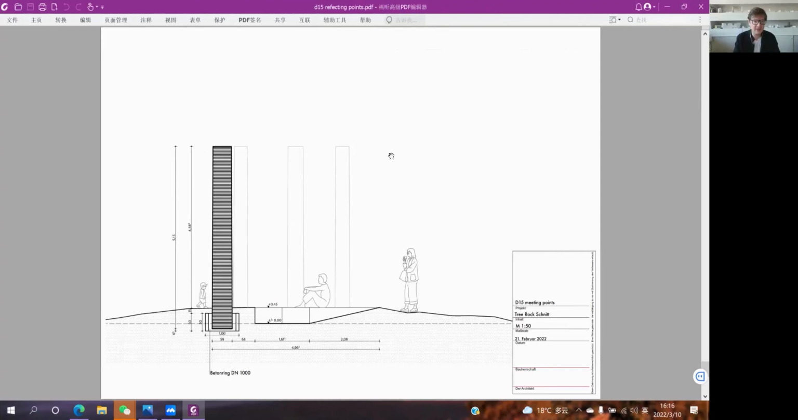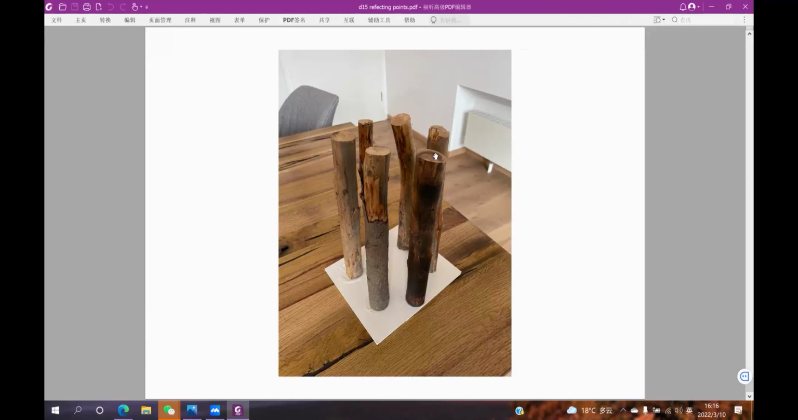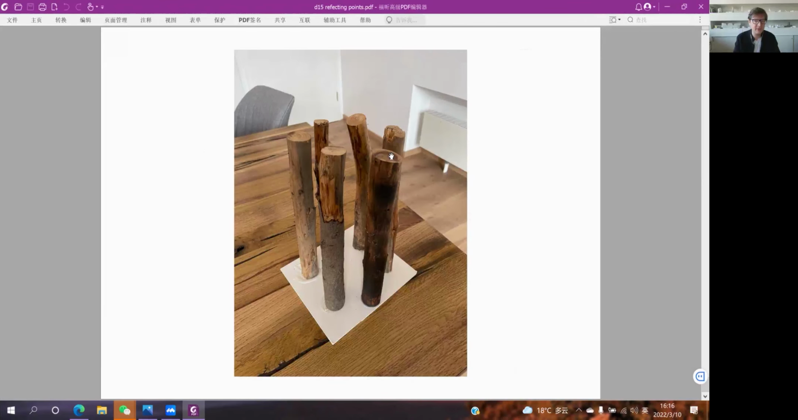Here you can see how it's made, the section. Next one. And finally, you see a little mock-up, a little concept model, how it's more or less gonna look like.